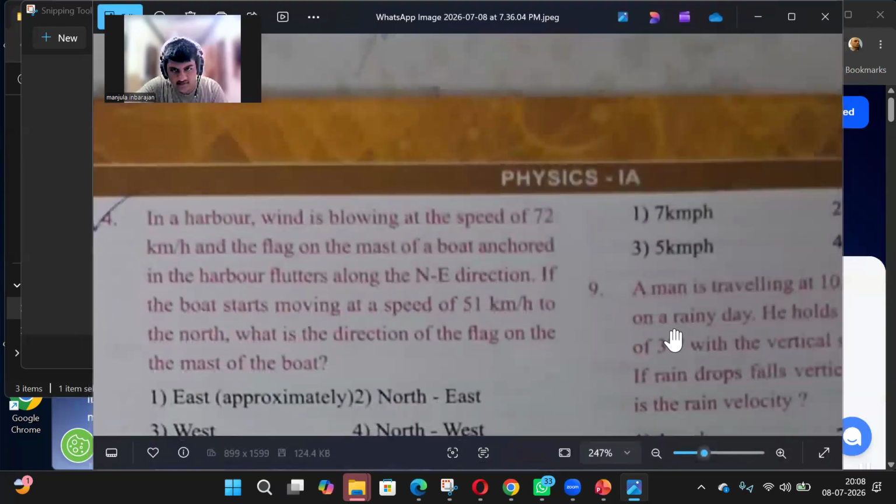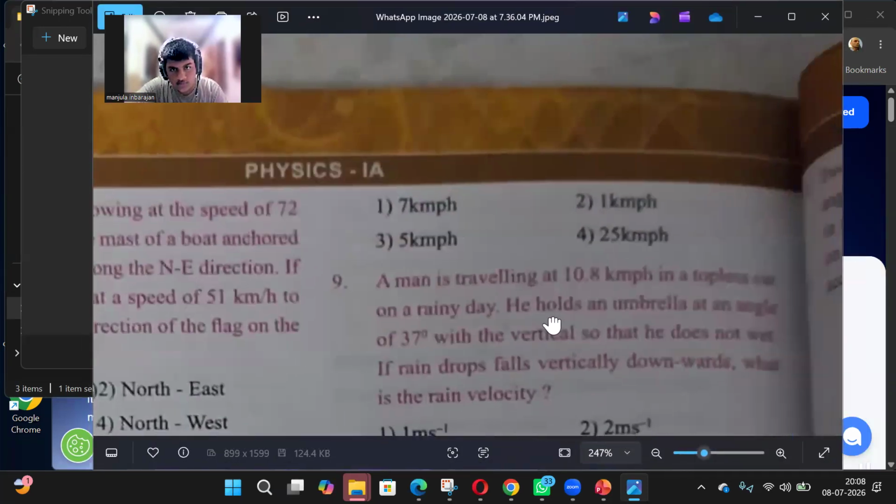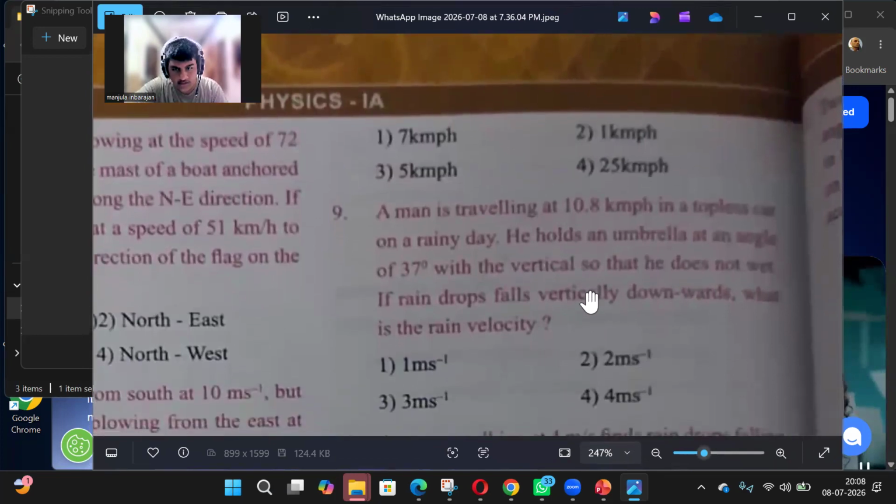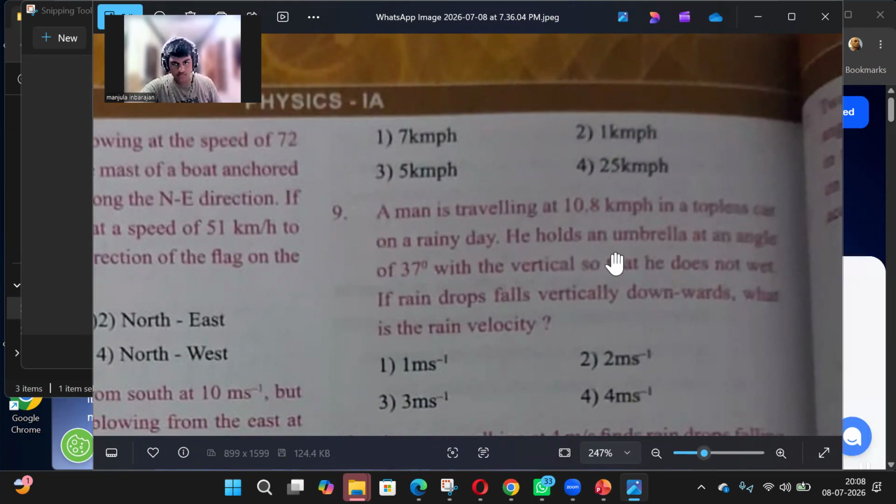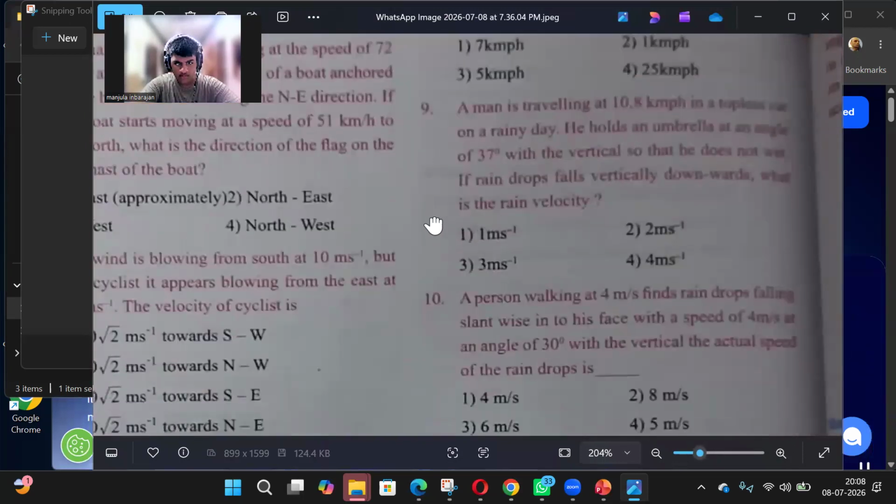Is it 4 meter per second, sir? You check the options. Fourth option, 4 meter per second. You have to convert to meter per second, right? Fine. Next, what?